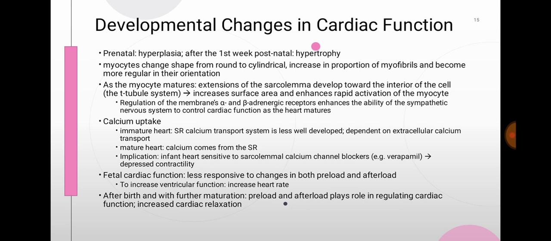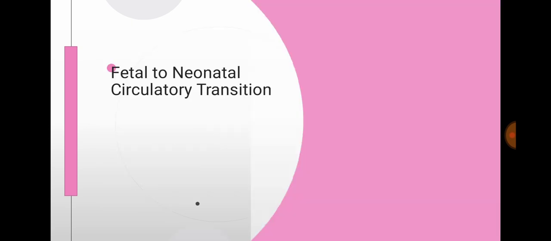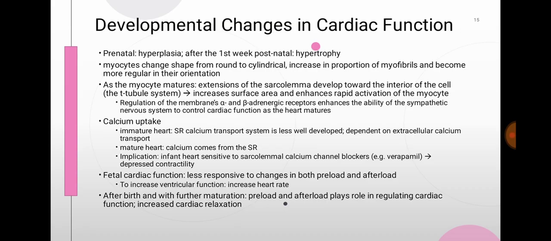After birth and with further maturation, preload and afterload play a great role in regulating your cardiac function. And there's also an increase in cardiac relaxation. That's why as time goes by, your heart relaxes more and our heart rate goes down. Because during fetal life and neonatal life, the contraction is only affected by calcium, and it doesn't rest too much, so it beats very, very fast. So we have rapid heart rates for our neonates. Then as we grow older, it begins to relax more.